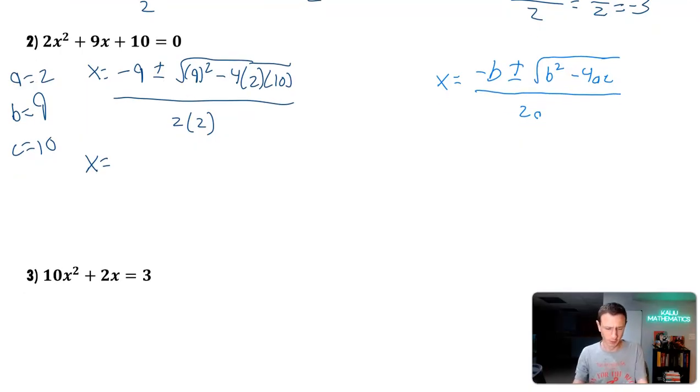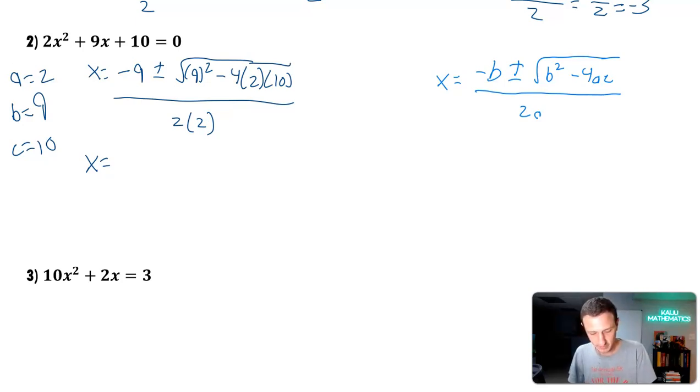And now moving forward, I'm not going to sit here and multiply all this out. I'm just going to go to my calculator. So in my calculator, I'm going to do 9 squared minus 4 times the a term, which is 2, times the b term. No, sorry, did I say b? I meant c. So 4 times a, which is 2, times c, which is 10.